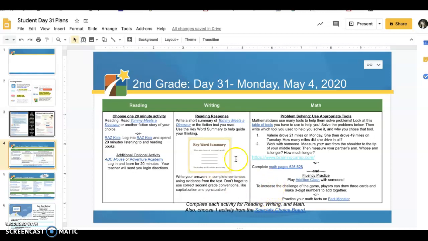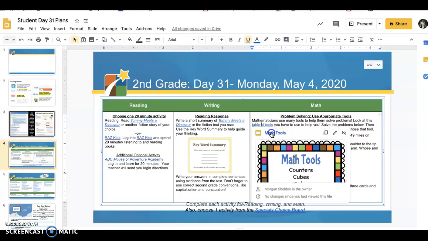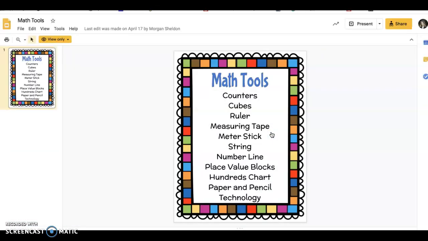And then for math today, we are going to use appropriate tools for problem solving. Mathematicians use many tools to help them solve problems. Look at this table of tools you have to use to help you. Now, when we click on these tools, you'll recognize a lot from our classroom, but probably also some that you don't have at home. So think through the ones you don't have at home that you might want to use. That might include cubes, counters, place value blocks, maybe a hundreds chart, and ones that you do have at home that you could use. If you have tools at home, please use those if you would like.